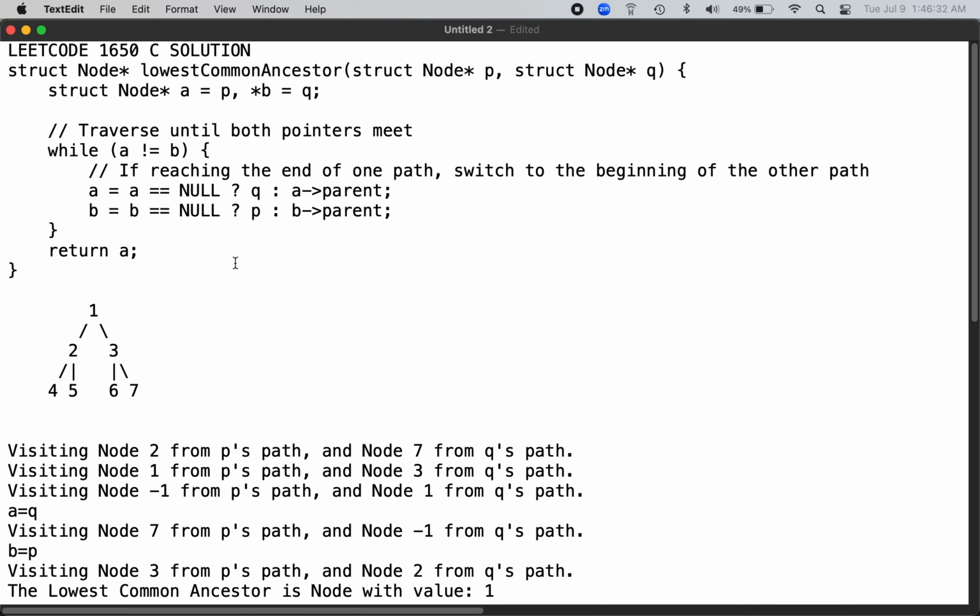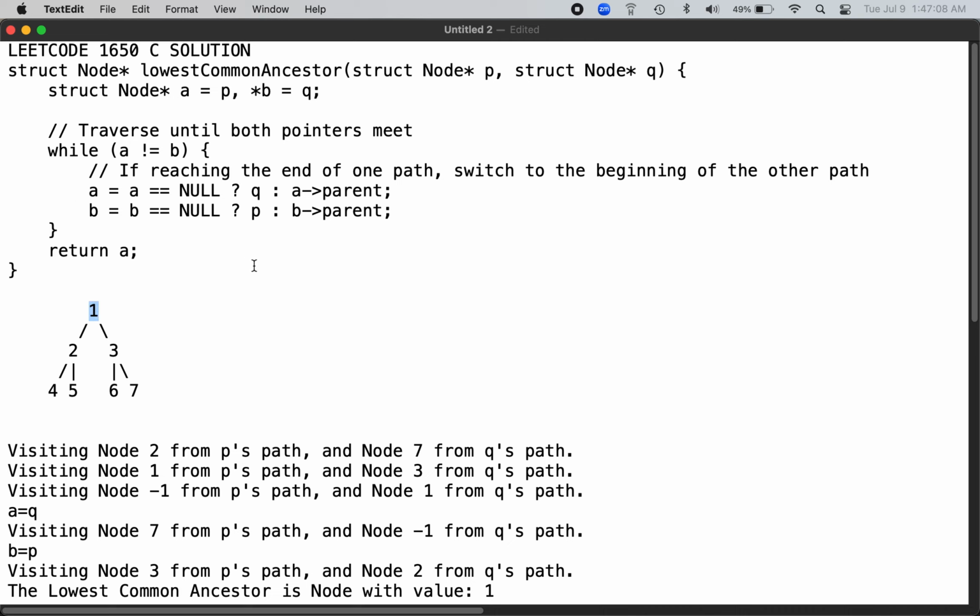So you are given nodes P and Q, and you have to find out whether they have a common meeting point when you go up the tree. For example, in this case I ran the case where P is node 2 and Q is node 7. Obviously where they meet is at root 1, and that will be the lowest common ancestor for 2 and 7.